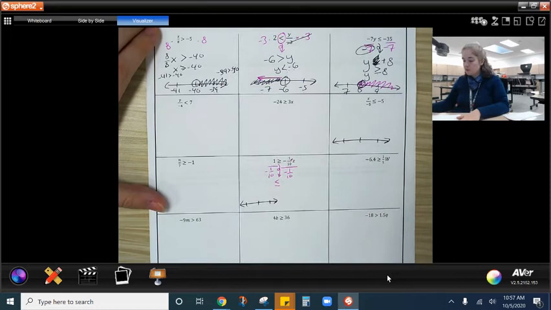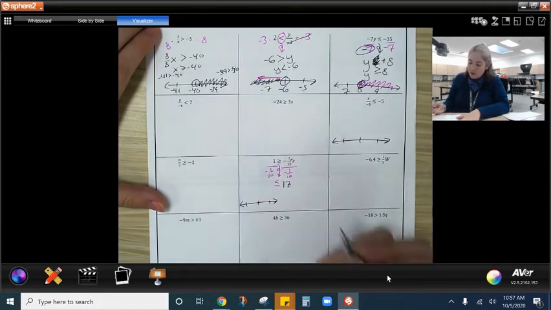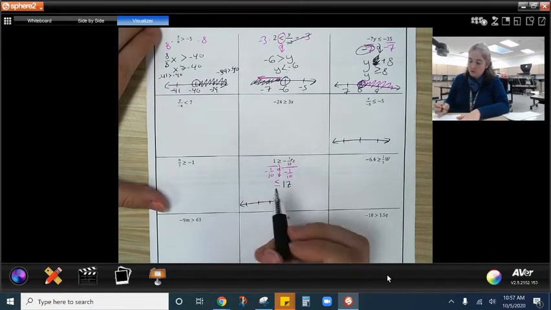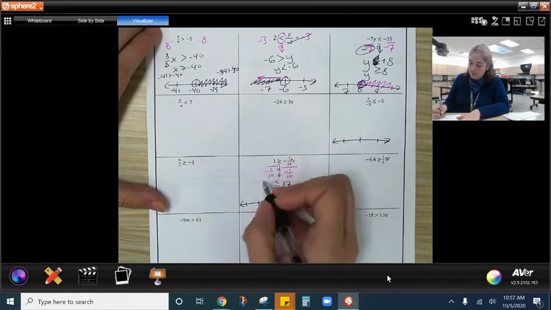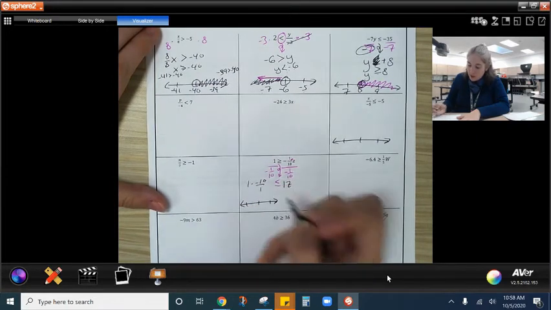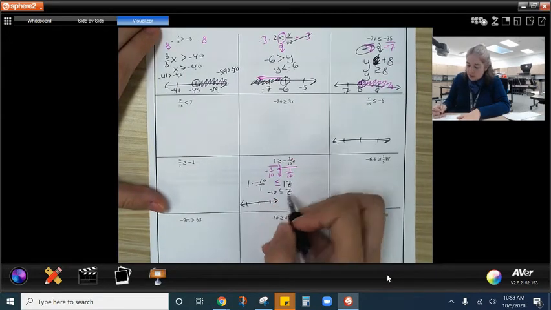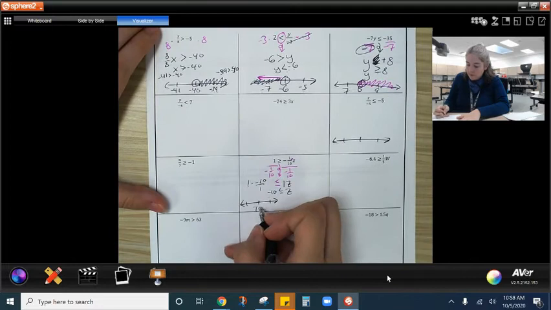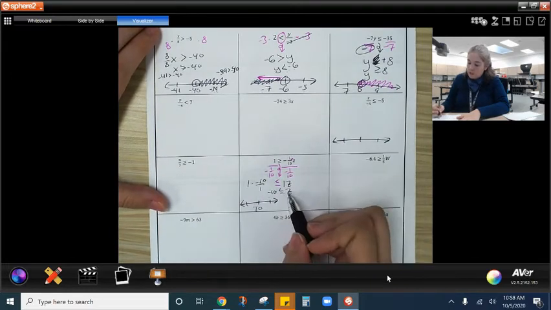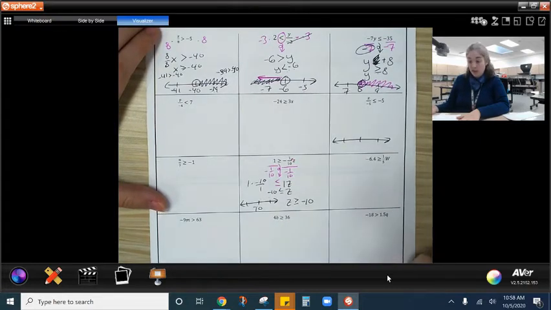Sometimes it's easier to do it first. And then we know that this will be a 1z on our right here. So on our left, we've got keep, change, flip. So that turns into 1 times negative 10 over 1. Well, 1 times negative 10 is going to be a negative 10. So that means that we have negative 10 is less than or equal to z. Z is greater than or equal to negative 10 is another way of saying that.